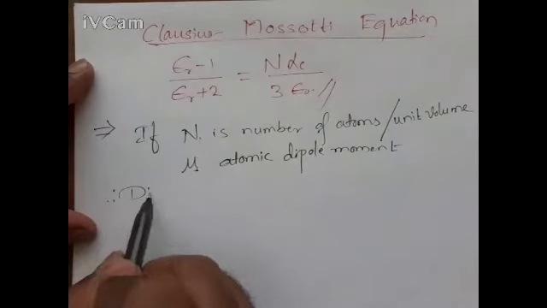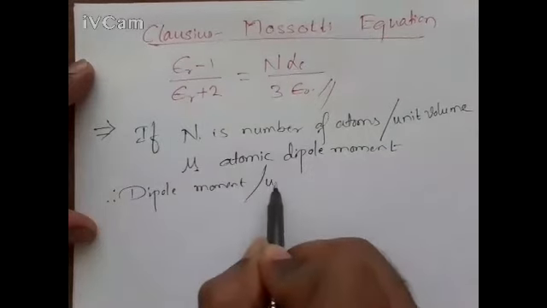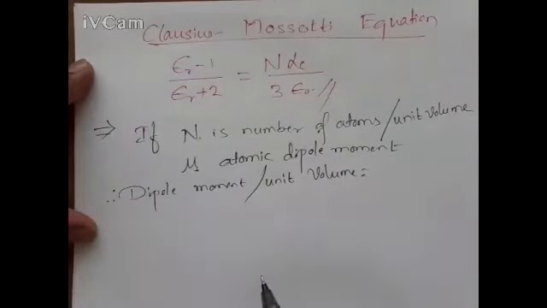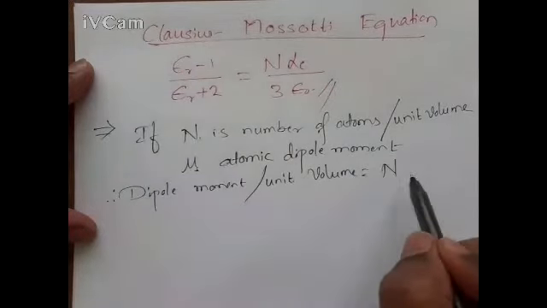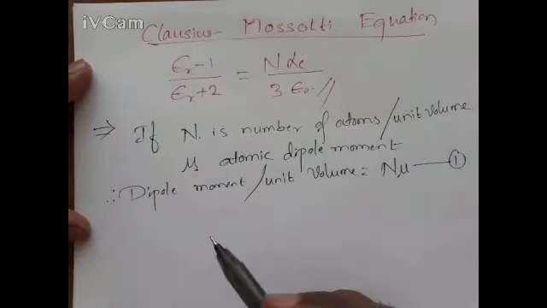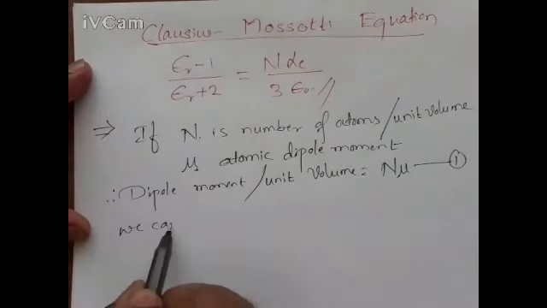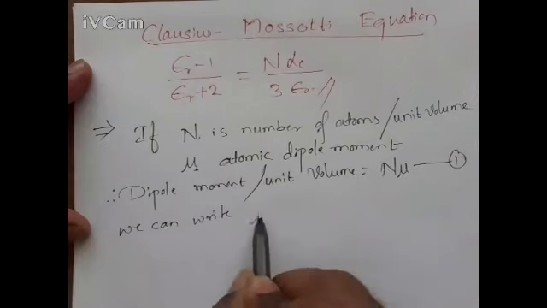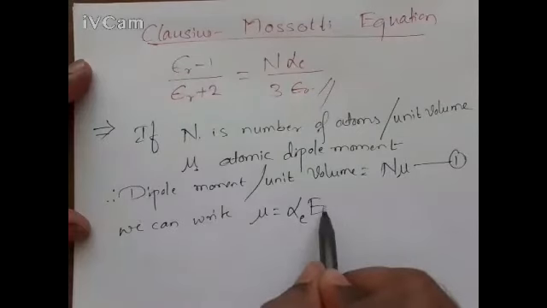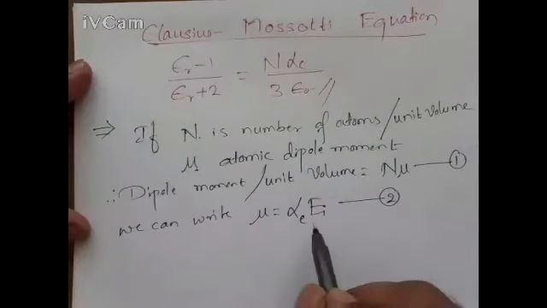Therefore, the dipole moment per unit volume is equal to n into mu. This is equation number 1. Fine. Now we can write this dipole moment in other words. We can write this dipole moment as polarizability into internal field. This is equation number 2.